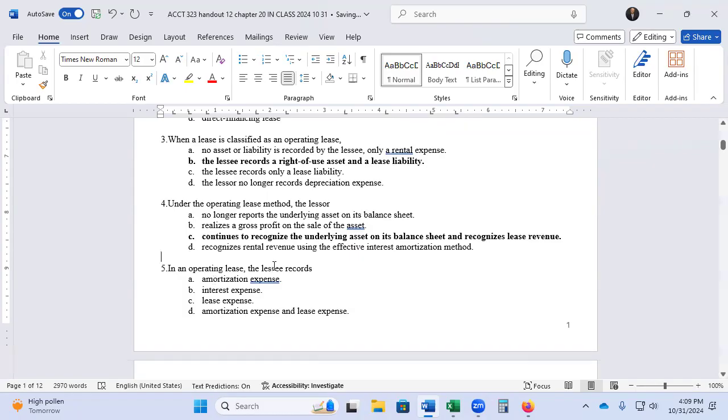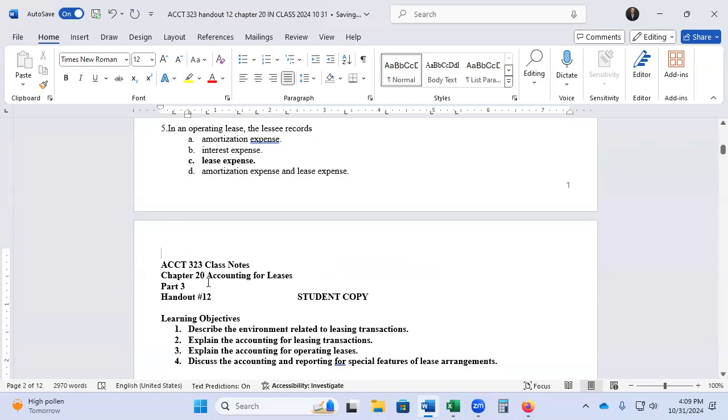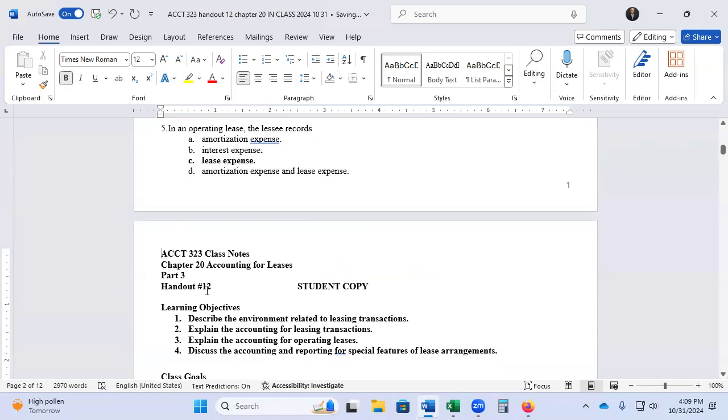And in an operating lease, the lessee records just a lease expense. Still have to figure all that other stuff out. You just don't get to record it. Any questions? Okay, moving along.